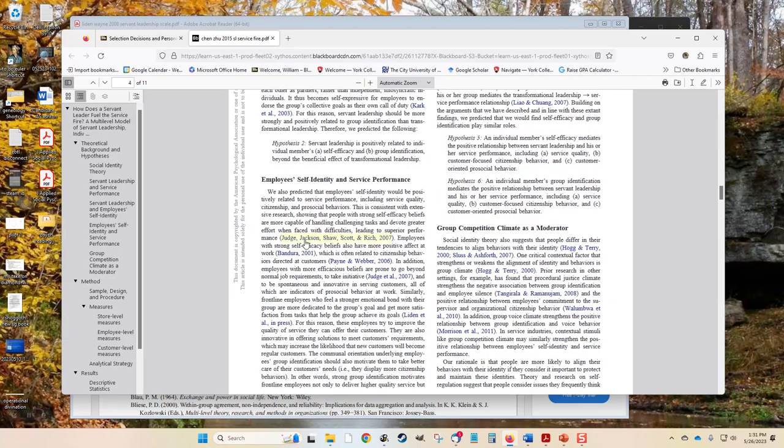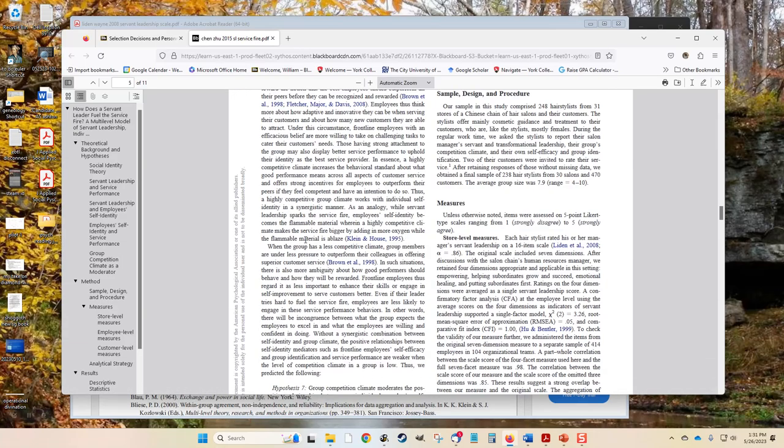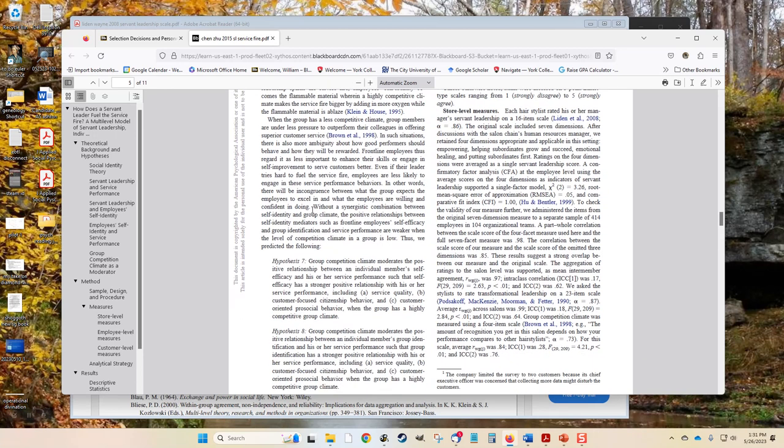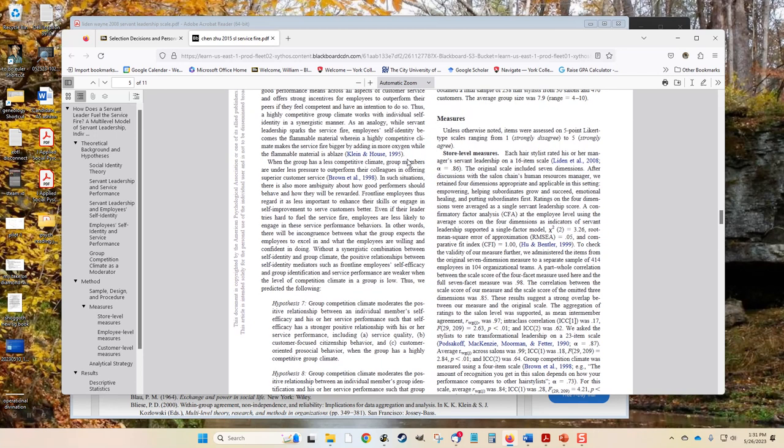And I think that really a great idea to look at is the idea of servant leadership. And so in this experiment, they're using this 16-item scale from Linden on servant leadership. So what I like to do is I like to probably do my paper on that. So I've gotten to the point where I'm ready to do my paper.